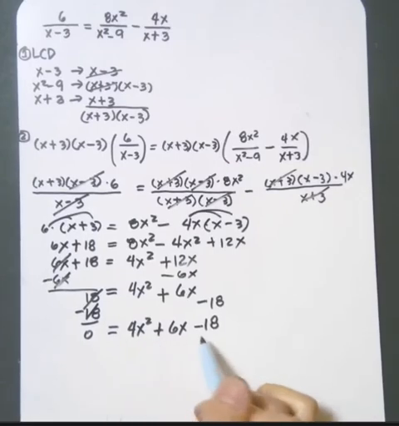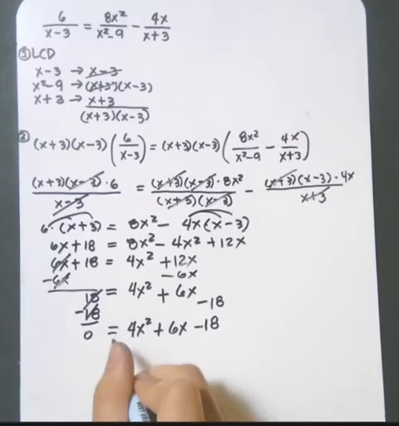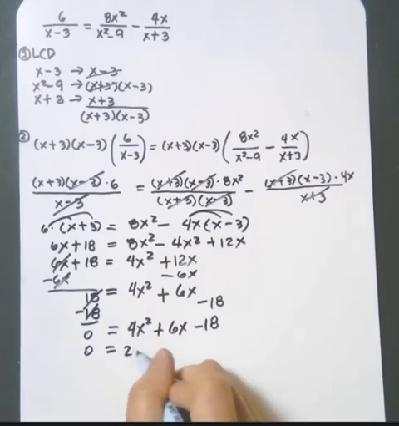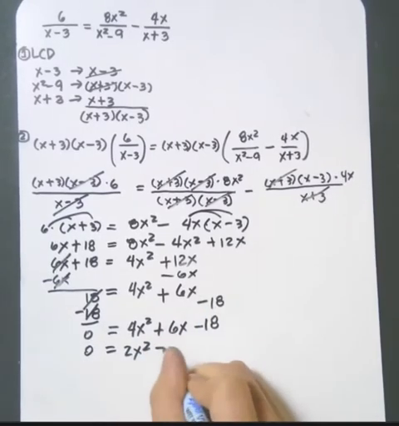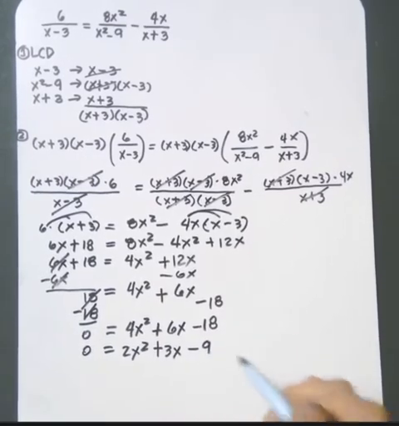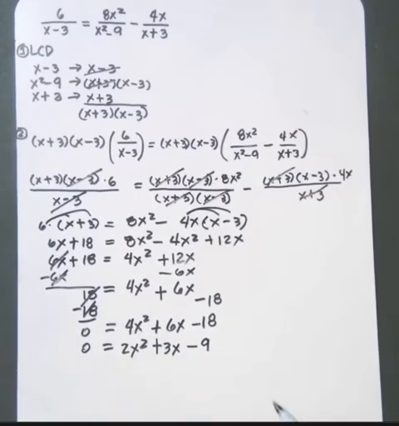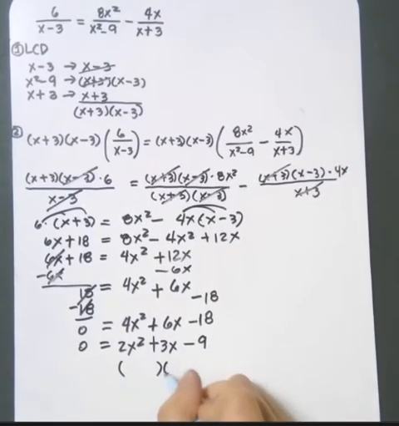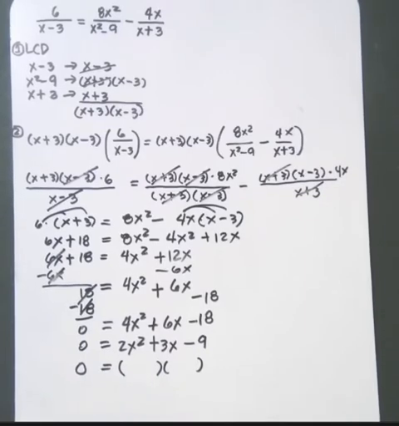We can simplify or reduce this into its lowest terms by dividing each of our numerical coefficients by 2. So we have 4 divided by 2 is 2x squared, 6 divided by 2 is 3x, and 18 divided by 2 is 9. Now we do have a quadratic equation here, which means we have two values of solutions. Let's have a short trick on how to factor this, because as you can see, your numerical coefficient here is greater than 1.